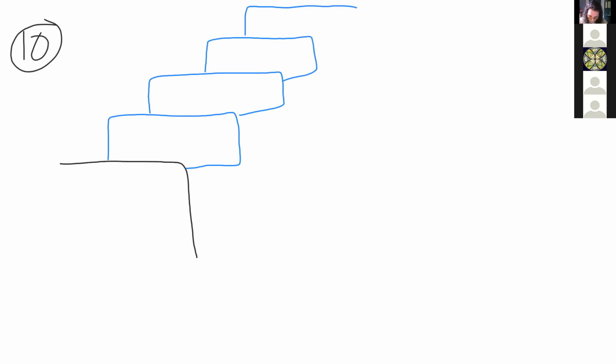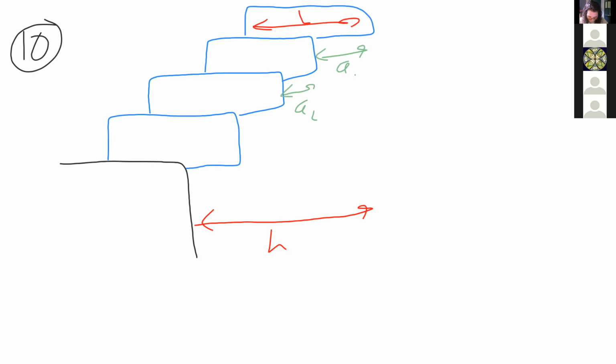And what are we ultimately trying to find? Okay, so each of these blocks has a length of L. Each of them has a length of L. The distance from the wall to the end of the top block is called H. And then we're asked to solve for each of these little distances, A1, A2, A3, and A4.